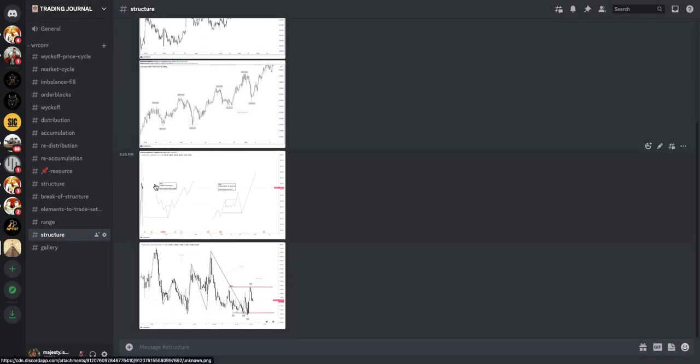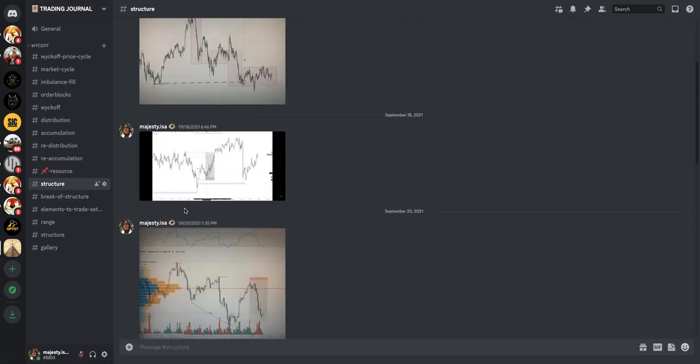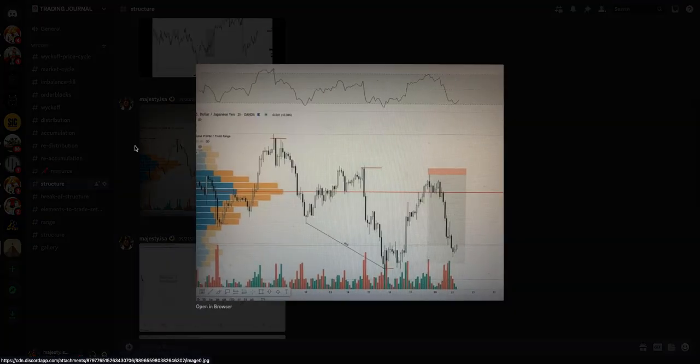Let me see if I can show you a down. I don't think I had a down structure in this current tab. Let's see if we can find one. Here we go. I found one. Ignore everything else on the screen but structure.